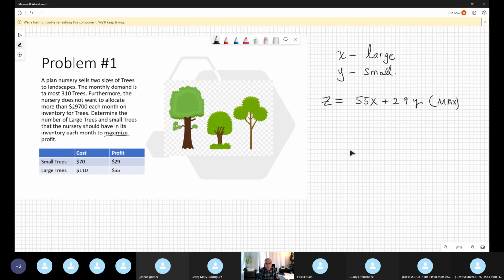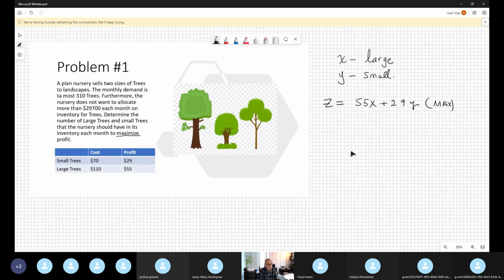However, we have limitations, we have constraints. And the constraint, let me read again the problem because I don't understand anything, Professor. We have two kinds of tree, but the demand is 310. So x plus y is the amount of large plus the amount of small together. Monthly demand is at most. And what is at most, Professor? At most, when you hear it in mathematics, this is less than or equal. So you see, at least is greater than or equal. Okay? This makes sense or not? Also, the demand is actually 310. And this is my first constraint in the problem.